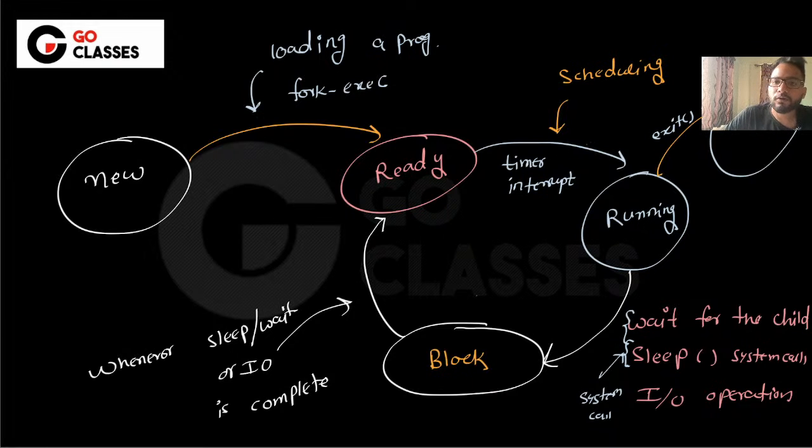Okay, so this is the process diagram. Let me know if that is clear to everyone. Yes, Deeptanshu, that was the fork and exit idea. Is it clear to everyone?